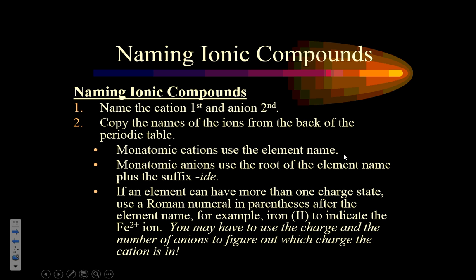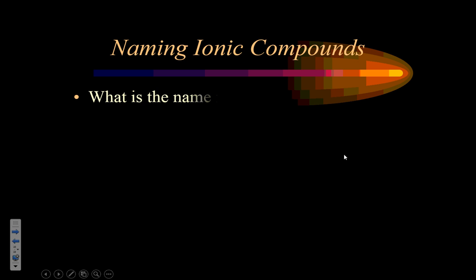Now, if an element can have more than one charge state, here's where we've got to be careful. Remember, we use Roman numerals in parentheses after the element name. So, for example, if it was iron (II), that would indicate that we had the Fe2+ ion. So if we knew that it was iron with a +2 charge, we would call it iron (II) rather than iron (III). And remember, you're just looking these up on the table, so if you notice you've got iron, you have to catch, oh wait, is this iron (II) or iron (III)? And then look more closely. Now, what you're going to use is the charge and the number of anions to help us figure out what the cation is. So that's something that we're going to practice here in a second. That's the trickiest of all of this.